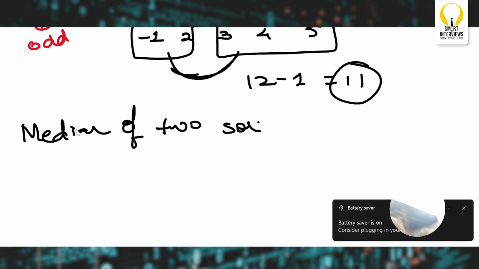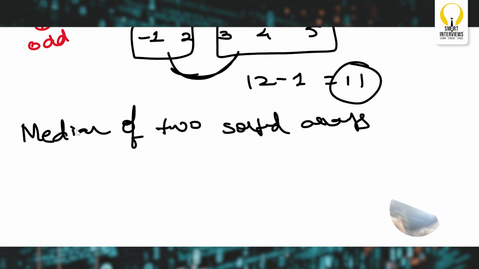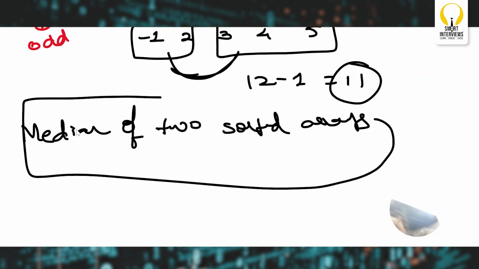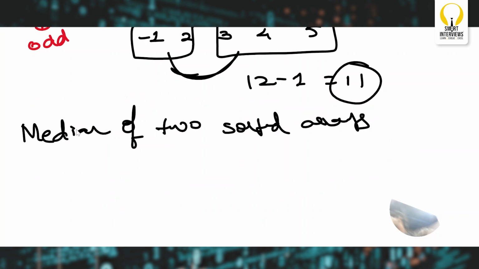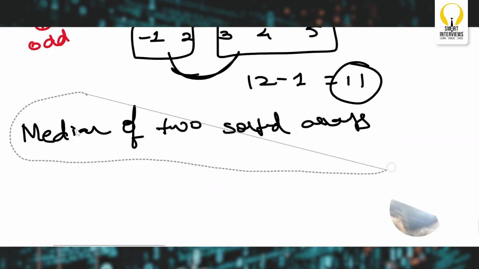So if you see, 9 plus 3 is 12. 12 minus 1 is 11, which is our expected answer. Try to understand this. Using this idea, we are going to go for the solution. Again, the algorithm that we are going to use is a famous one.